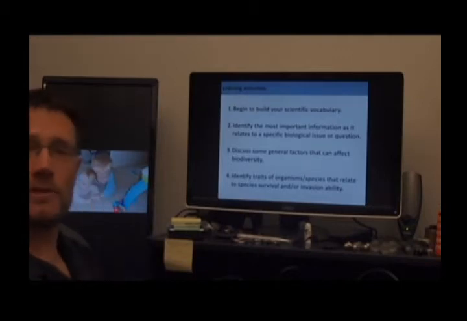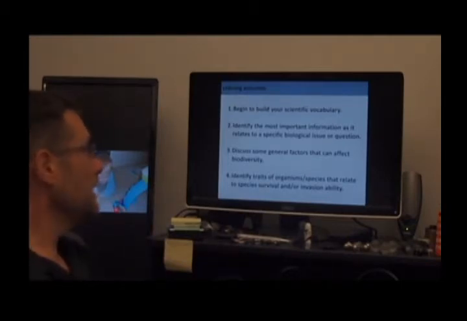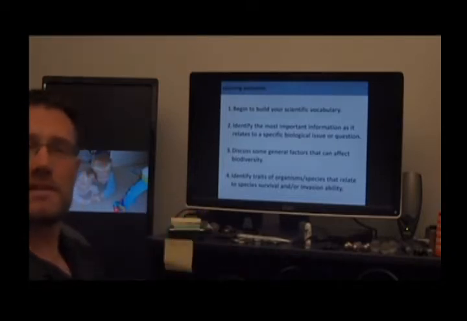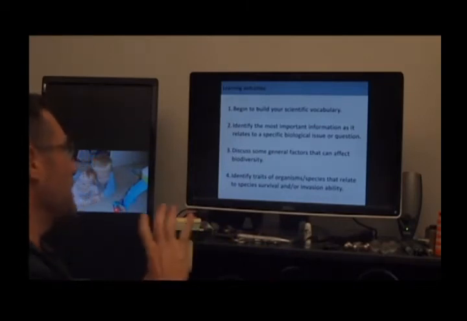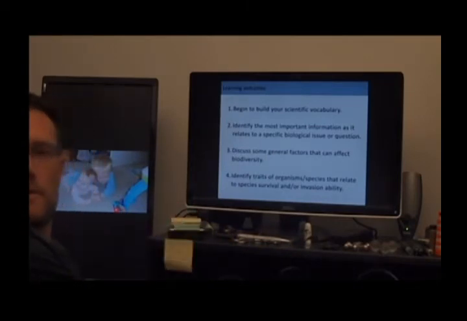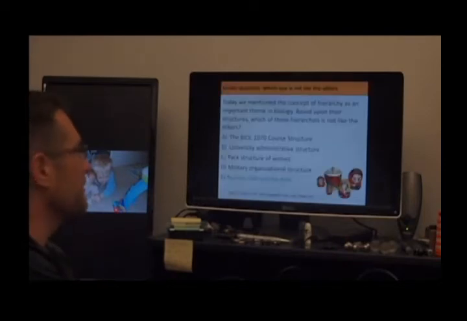It's important to start building yours if you're going to understand biodiversity science. And we're going to be working through a process of identifying important information from a collection of information that's available. And we're going to start talking about traits of organisms and so on.